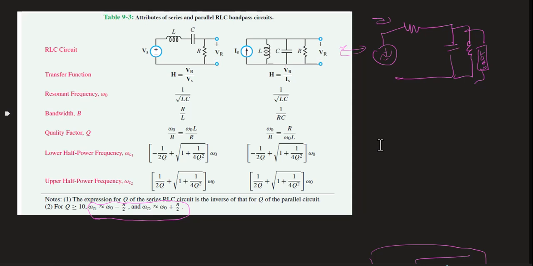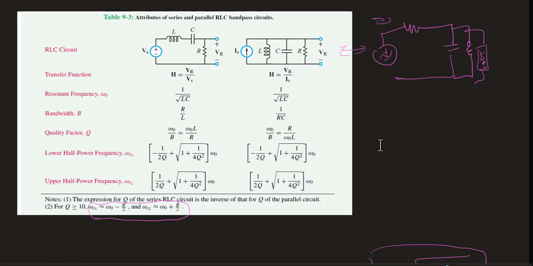Yay, that's what it always is for RLC, or it seems to be. Now, the bandwidth for the series is R over L, which is the reciprocal of the time constant for an RL circuit, so you might remember it that way. And the bandwidth for the parallel is 1 over RC.